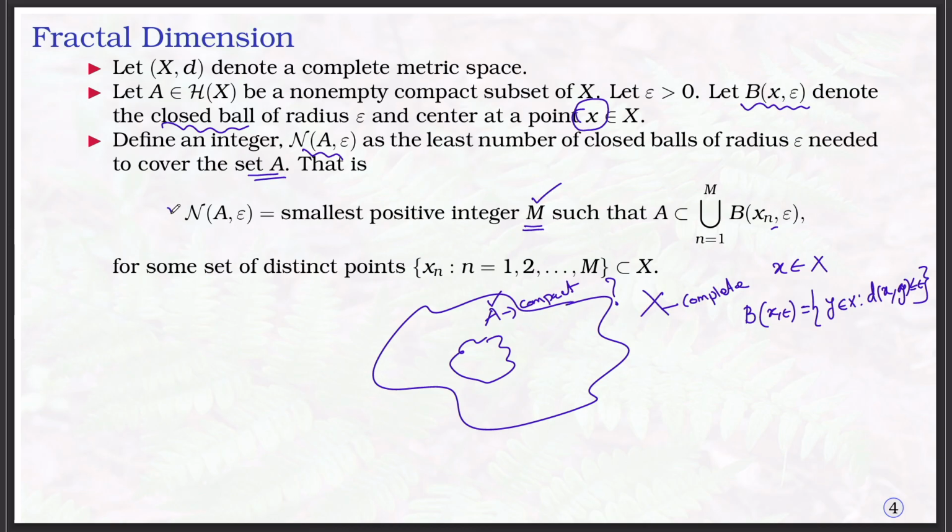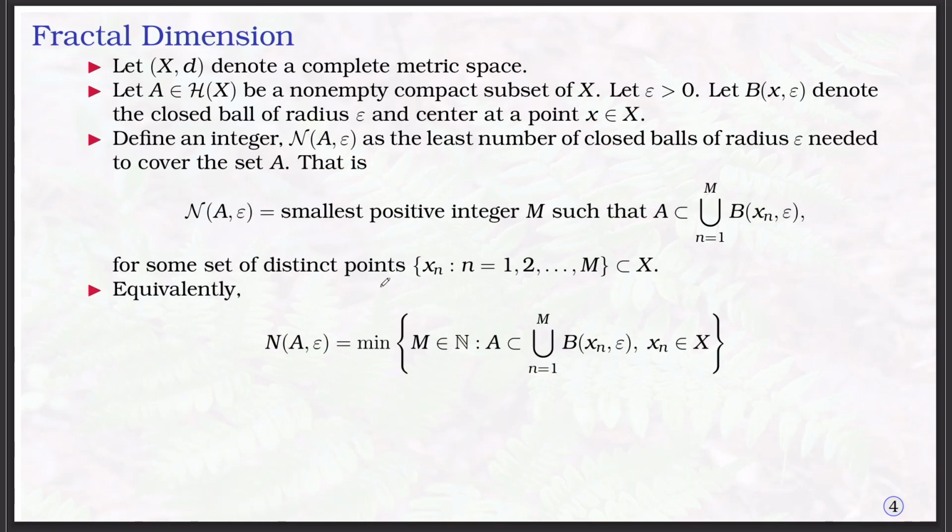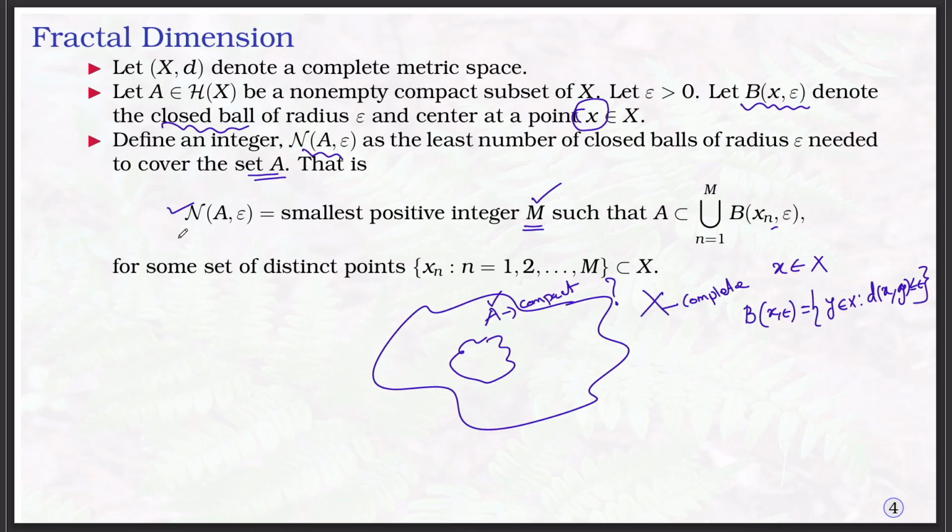This can be equivalently written as: N of A comma epsilon is defined as the minimum among all the m such that A is contained in the union of B of x_n comma epsilon, for x_n belonging to X. That means we take one x here and find the closed ball of radius r, containing the boundary. This is my x_1, and you can take x_2 here and draw the same radius, because A is a subset of X. If you take one element and draw the same radius r, we can find an open cover. Because A is a compact set, we can find the open cover, and for this open cover, we can find the finite subcover.